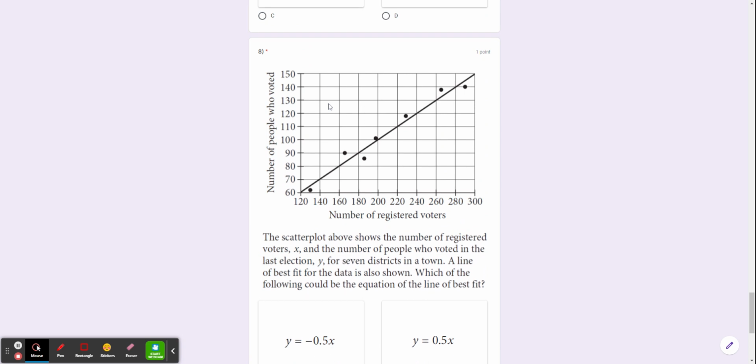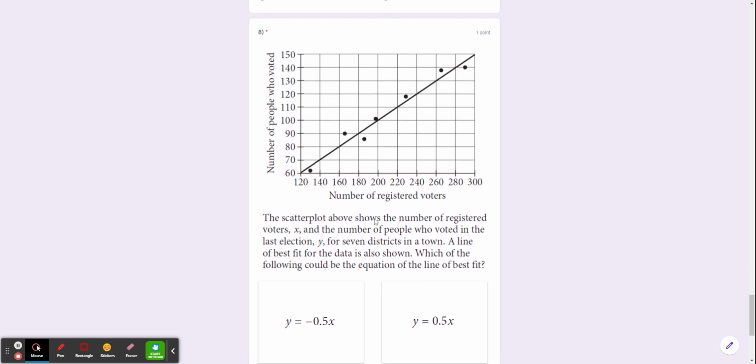Okay. Let's see. The scatter plot above shows the number of registered voters X on the x-axis and the number of people who voted Y in the last election for 7 districts in the town. A line of best fit for the data is also shown, so that's the black line. Which of the following would be the equation of the line of best fit?